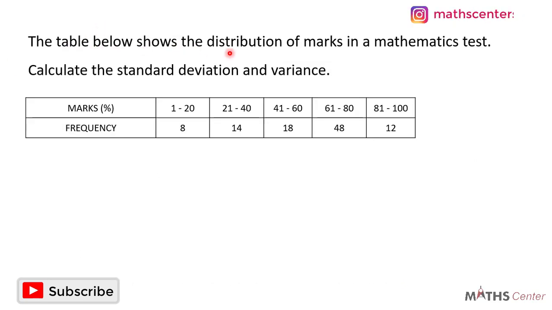The table below shows the distribution of marks in a mathematics test. Calculate the standard deviation and variance. We have the marks and their corresponding frequencies. Here the marks are given to us in intervals. We know that the standard deviation is equal to the square root of sigma fx squared divided by sigma f, minus the mean squared. We will first calculate the standard deviation, and after that we will square the result to get the variance.